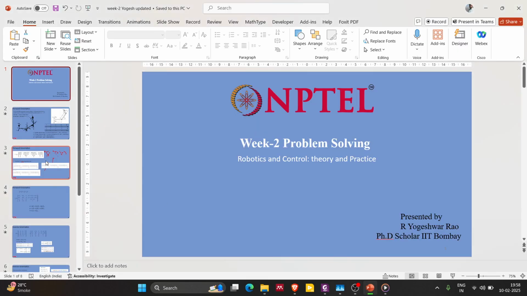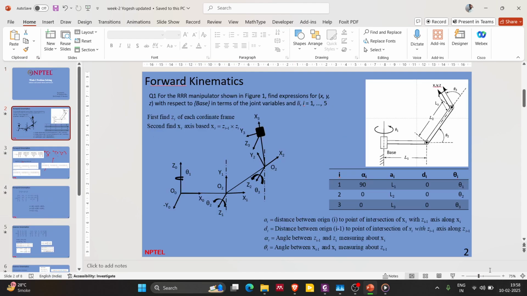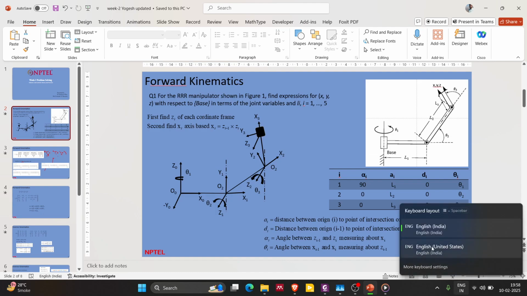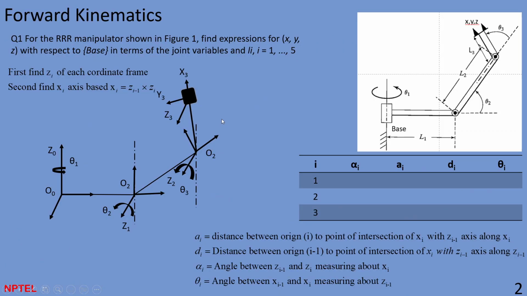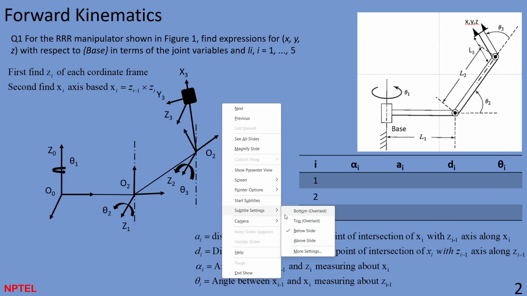So I've solved one problem for you. It's the same problem of using DH parameters to get the final transformation matrix, and using this, if the end effector position and orientation is given, you get the joint variables. So both forward and inverse kinematics have been solved. Here's the first question.